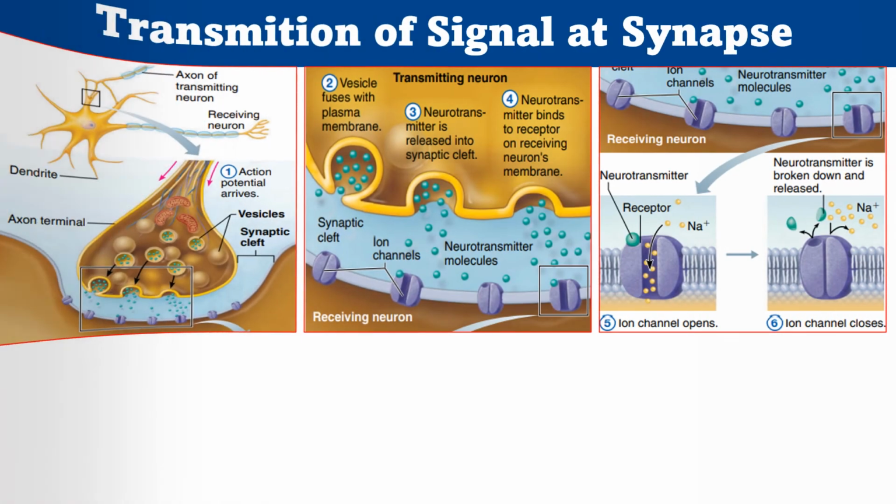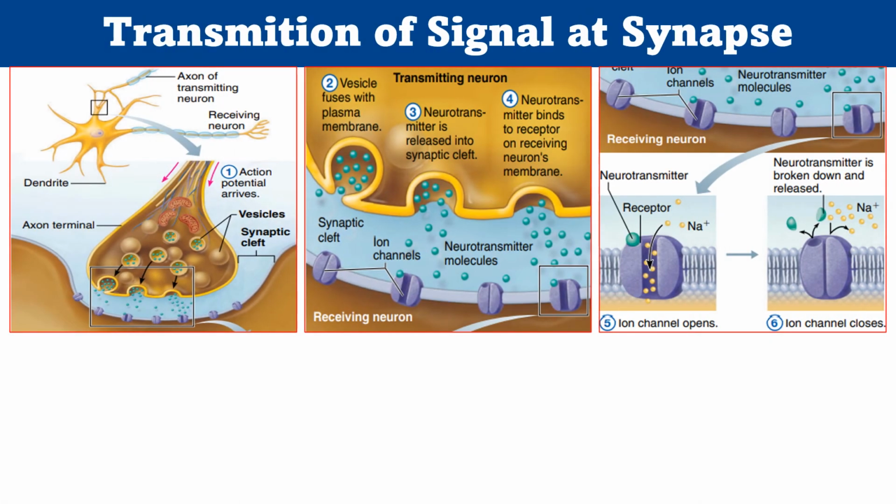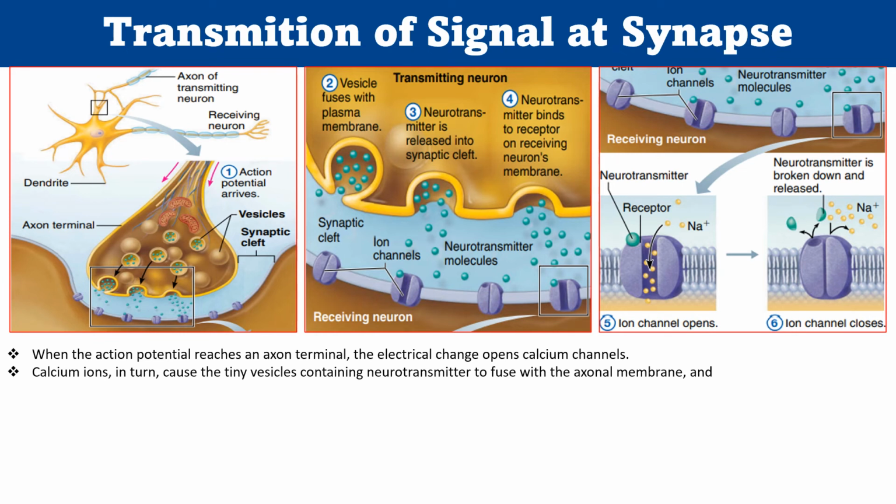Next is the transmission of signal at the synapse. Number 1. When an action potential reaches an axon terminal, the electrical change opens the calcium channels. Number 2. Calcium ions in turn cause the tiny vesicles containing neurotransmitter to fuse with the axonal membrane, and then at number 3, pore-like openings form, releasing the neurotransmitter into the synaptic cleft.